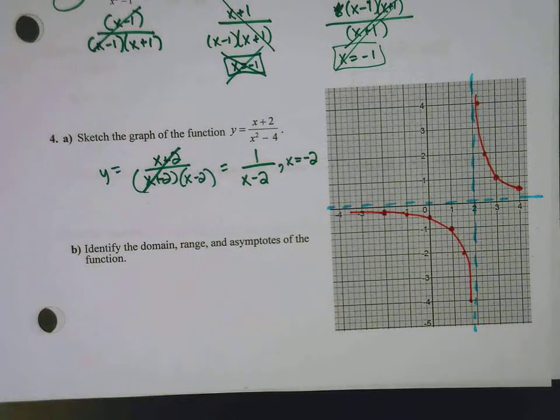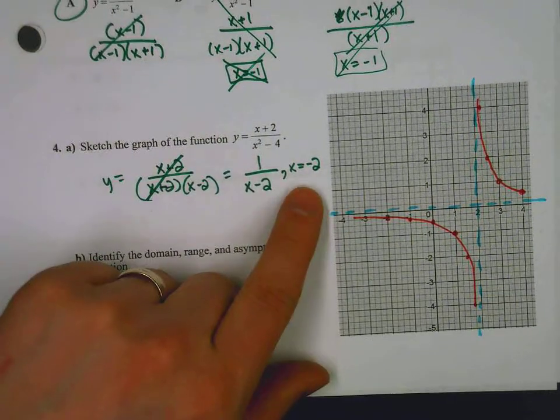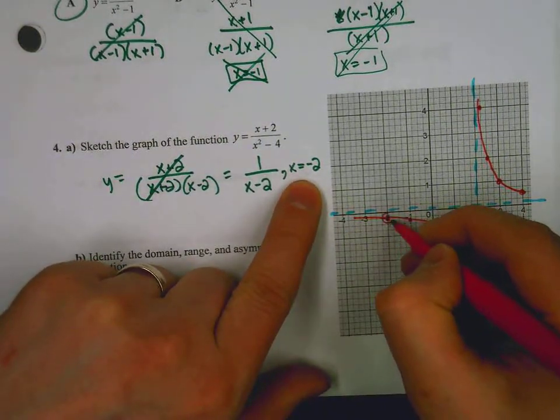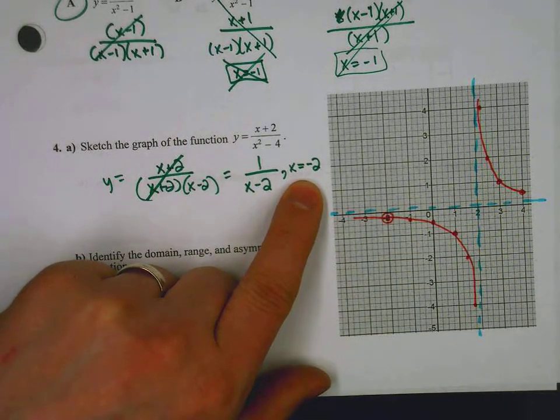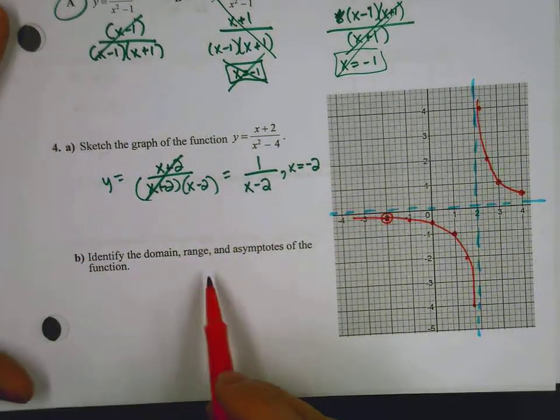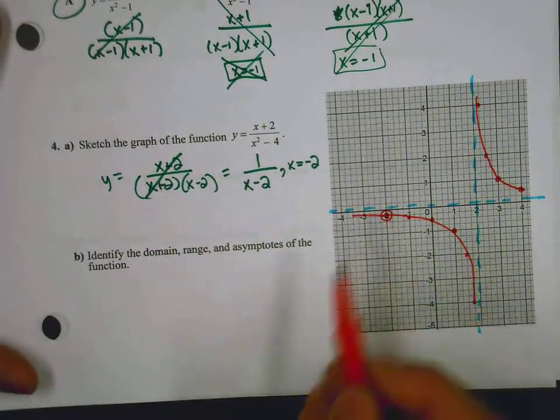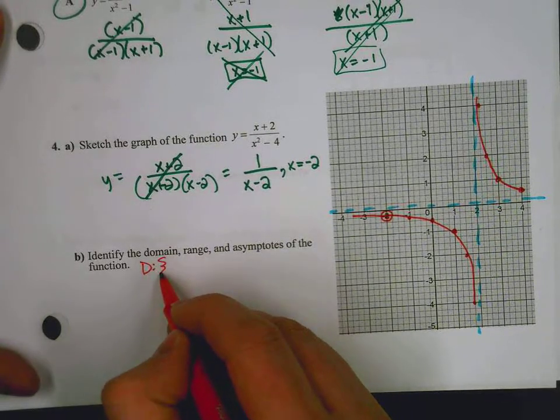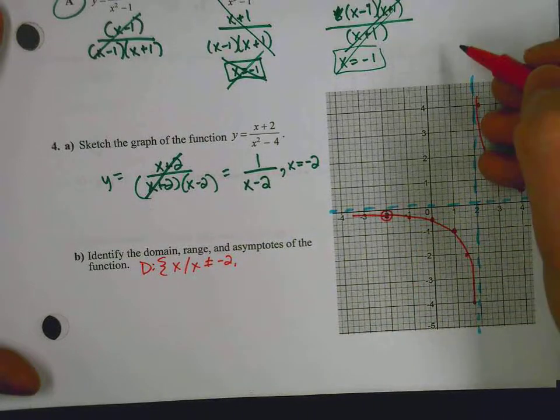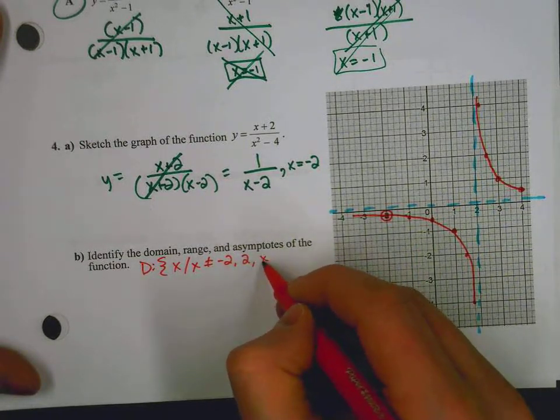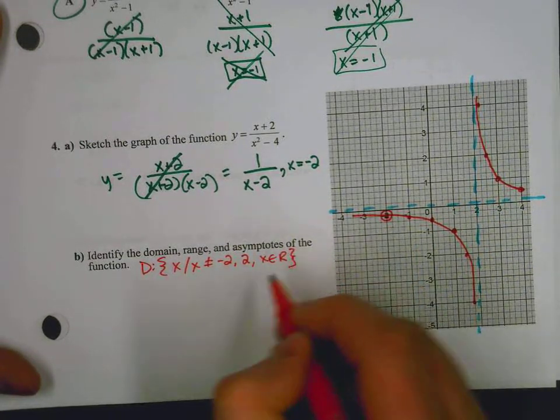Although I do have to be very, very careful because I did say there should be a point of discontinuity at x equals negative 2, so there should be a whiteout right there and a point of discontinuity at x equals negative 2. Identify the domain, range, and asymptotes. So there's going to be some good thought that goes into this one. The domain for this is that x is such that x cannot be negative 2 and the vertical asymptote 2. But it can be every decimal and fraction in between. X is an element of the reals.